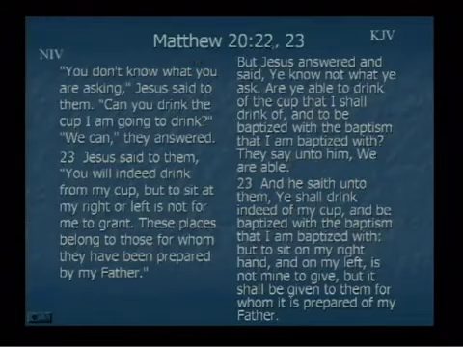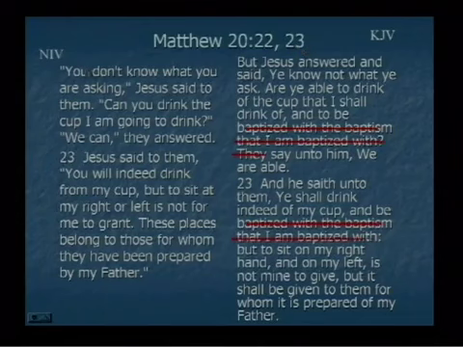Matthew chapter 20, verses 22 and 23. Well, the NIV says, you don't know what you are asking, Jesus said to them. Can you drink the cup I am going to drink? We can, they answered. Nice. Jesus said to them, you will indeed drink from my cup, but to sit at my right or left is not for me to grant. These places belong to those for whom they have been prepared by my Father.